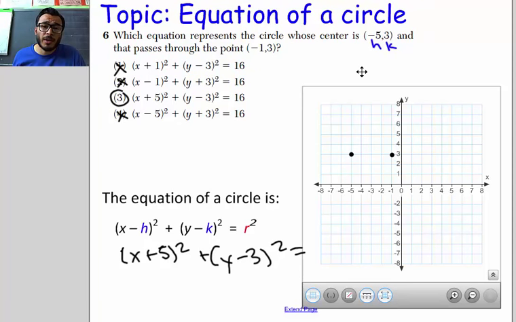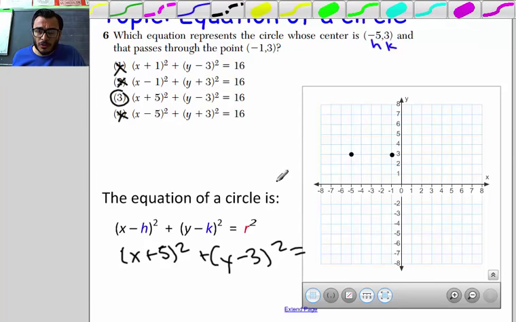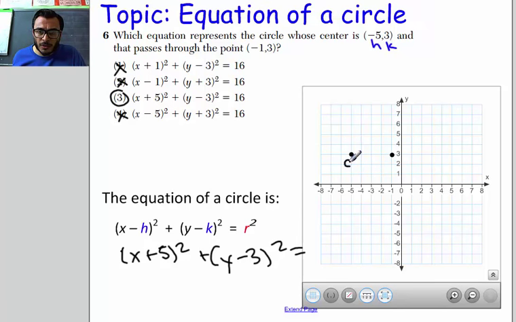But if you're wondering how you would go about finding the radius, you can just sketch the 2 points and count from the center to the point on the circle. You would get a distance of 4, and you're supposed to square the radius, so you would get 16.